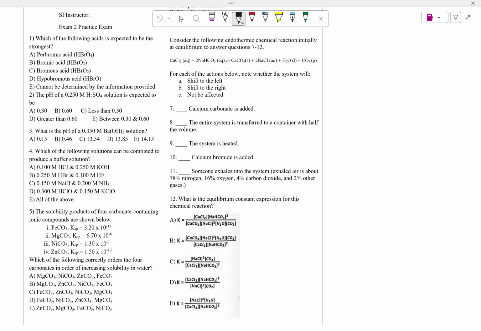Is that for volume though? Do you count aqueous for volume? Volume is the same thing, but the opposite. If you decrease volume, you favor the side with the least amount of gas. Decrease volume shifts towards the side with the least amount of gas, because it's the same.